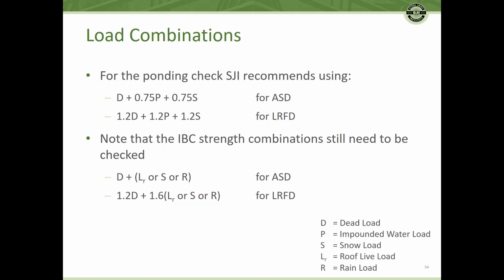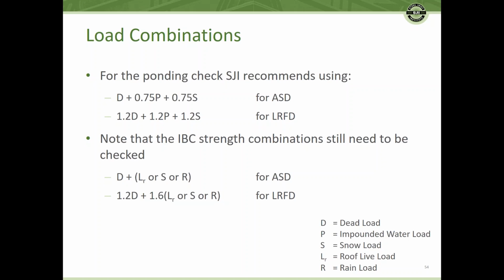There's no code requirement for specifically how to check ponding instability, and thus there is some flexibility given to the design professional. Second, in these combinations, water and snow load are acting together. This is different than what you would see in the IBC strength combinations. And it's based on a situation of a rainstorm coming along after a snowstorm, or snow melt from other bays traveling to a susceptible bay where the snow hasn't started to melt yet.